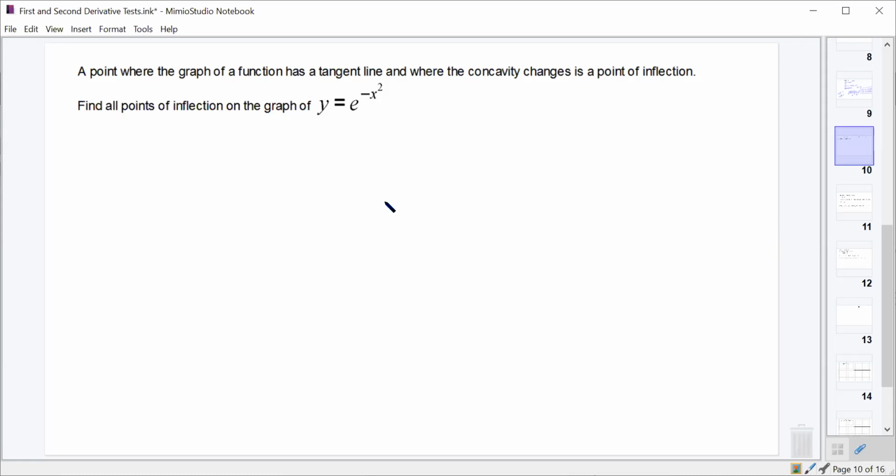So let's see if we can find all the points of inflection for y equals e to the negative x squared. Let's see if there are any, and if there are, what they are. So how are we going to do that? First off, what do we need to take? A first derivative. All right, so what's our first derivative of e to the negative x squared?